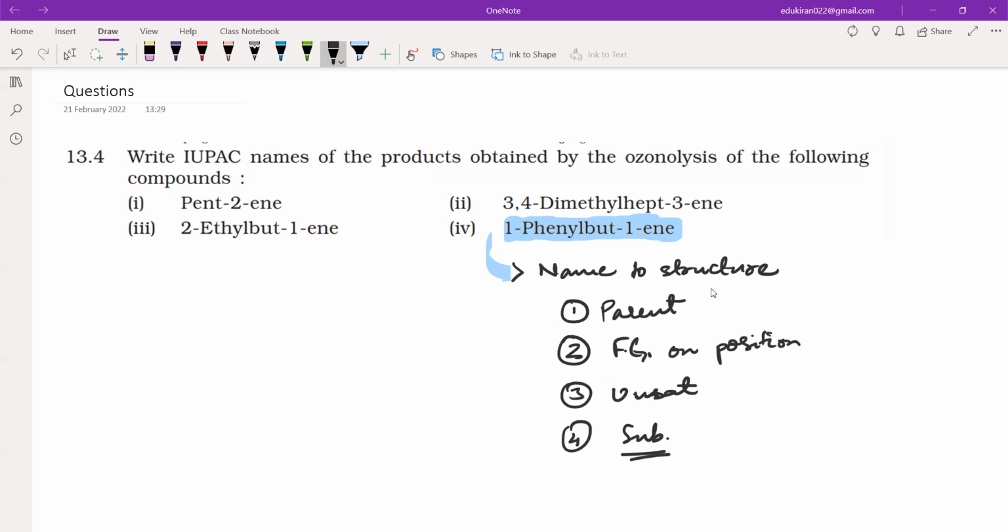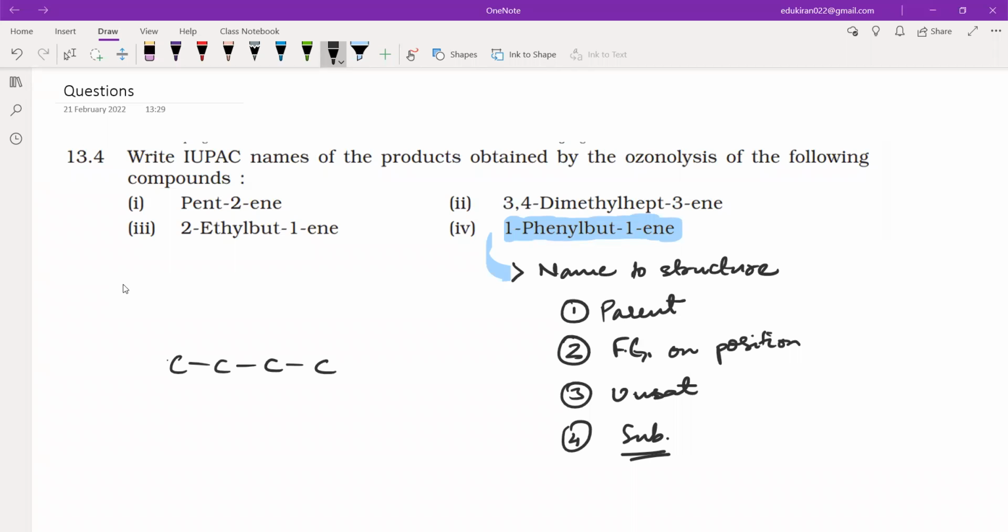Okay, so what is the parent here? Tell me, Samaira, what is the parent? Bute. How many carbons? Bute, na? How many carbons? 4. 4 carbons. Okay, now is there any functional group? Is there any functional group? No. Okay, is there any unsaturation? In. So double bond, right? Yes, sir. On what position?